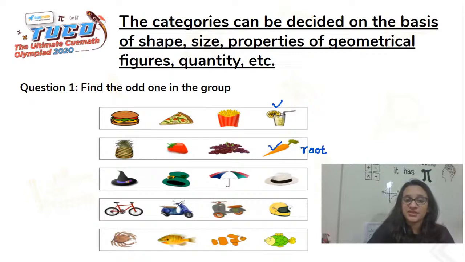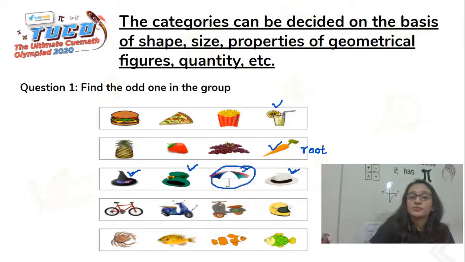Going to the third set of options, we have a magical kind of hat, a normal hat, an umbrella, and another hat. So these are something as headgear that you wear on your head, whereas an umbrella is something which you just hold and do not wear on your head. So the odd one out here clearly is the umbrella. Going to the next set of options, we have a bicycle, a scooter, another scooter, and a helmet. So these are something which take us from one place to another place, mode of communication.